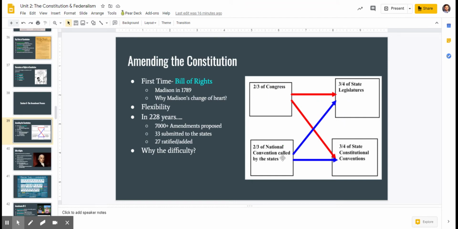Okay, there's also a couple other ways in which you can do it that's seen here by having a national convention called by the states instead of Congress, but that's never really occurred. So we don't really usually talk about that one as much.